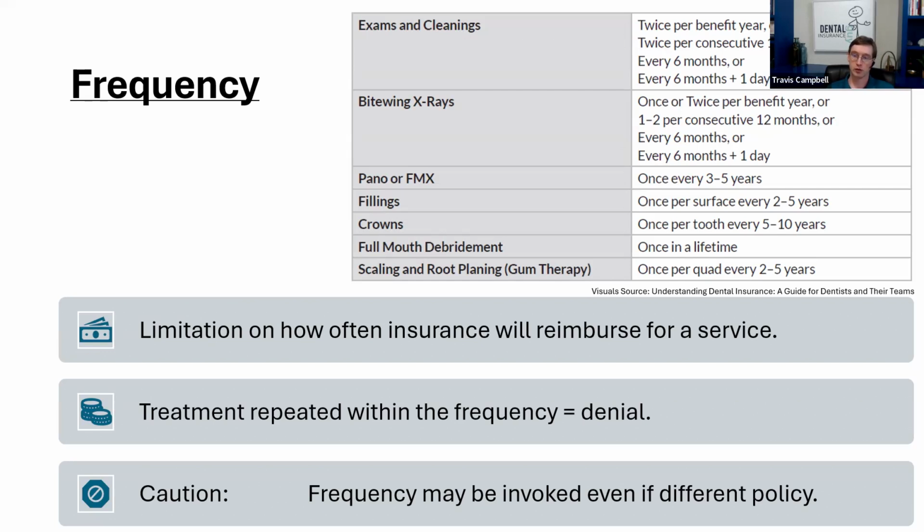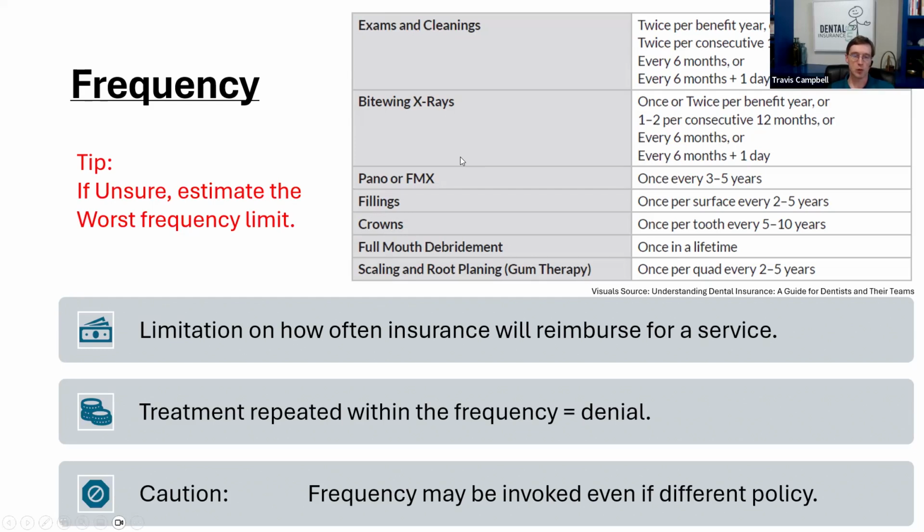Your panos and FMXs, your large x-rays, usually every 3 to 5 years. Most fillings are somewhere between 2 and 5 years. Most crowns, 5 to 10. Full mouth debridement, which we'll talk about in other groups, should not be done very often, but is once in a lifetime because of that. Scaling and root planing and most of your perio services are usually once per quad every 2 to 5 years. So again, these are the normal frequencies that you will see. But you may have frequencies outside of this, and that's why it's super important to know each frequency breakdown.